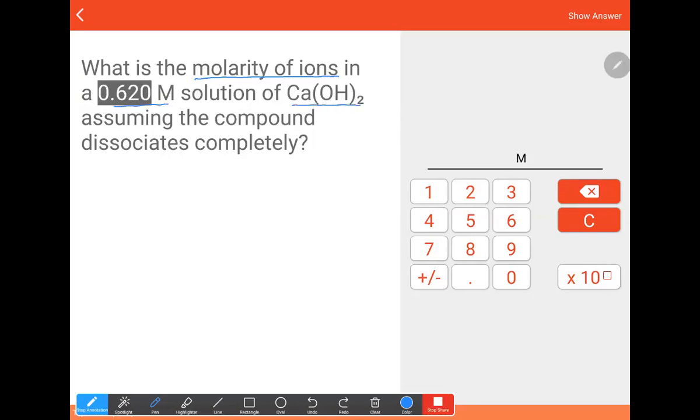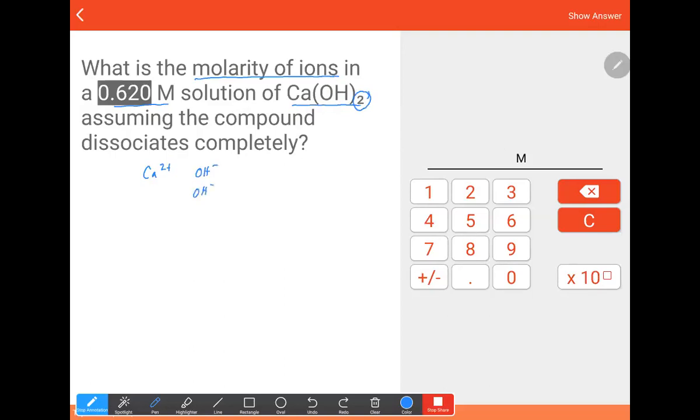The key with determining does it have ions is, does it start with a metal? We'll dive more into this with acids in the future, but for right now, we're looking at, does it have a metal? Yes, calcium is a metal. Calcium is a 2+. This subscript here is a 2, that we have 2 OH minuses.